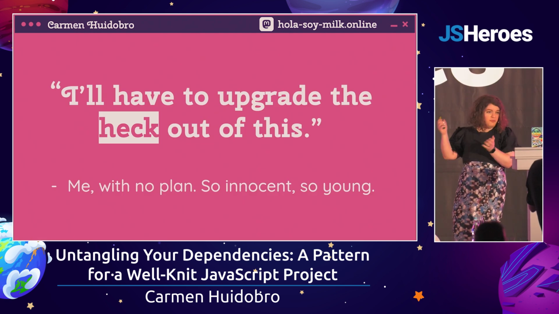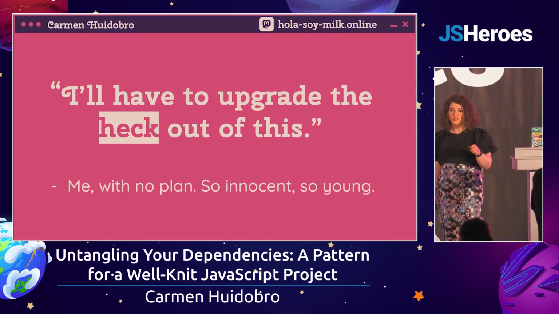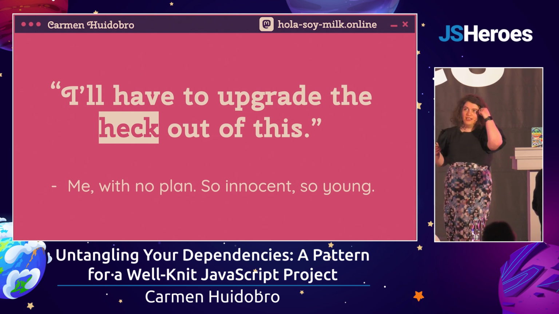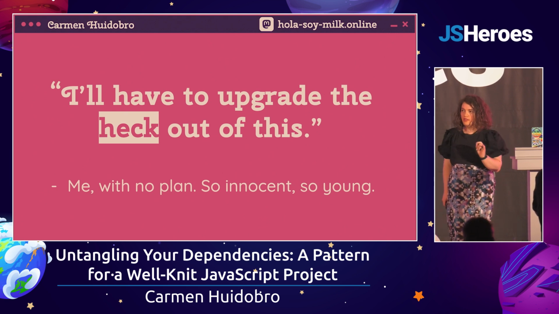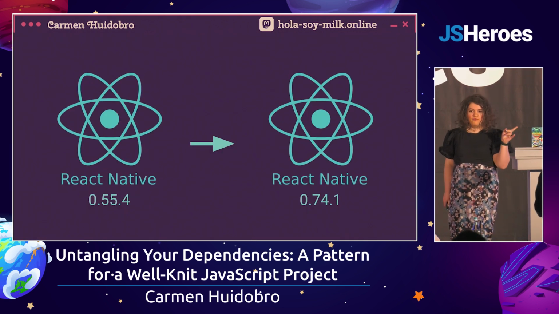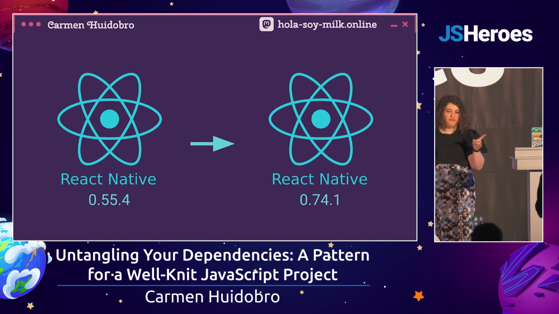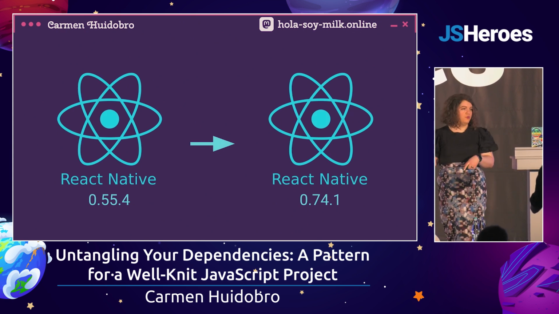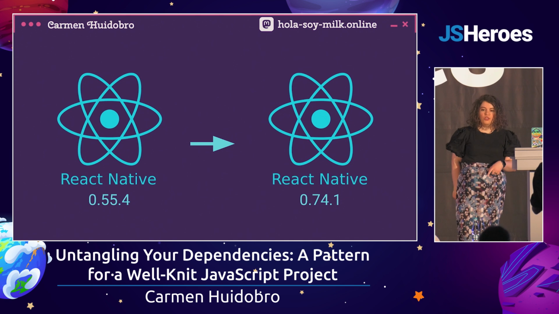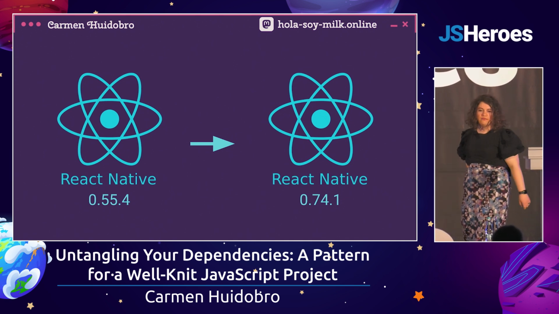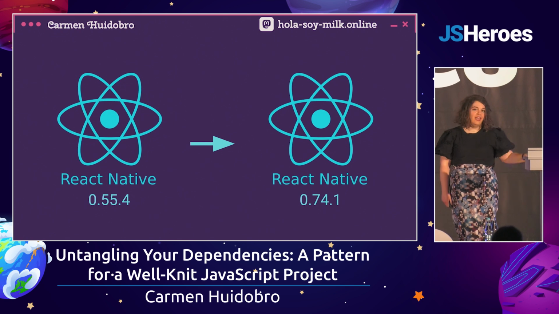Okay. I thought, hey, you know what? No problem. I'll just upgrade it. Just upgrade some of those packages. Do a little hop into package.json and bump the number. It's all well and good. Here's the thing. At the time, the React Native version on this project was 55.4, whereas the current one was 74.1. That's almost 20 versions behind. But I thought, hey, no problem. I'll just bump up React Native. And then something broke.